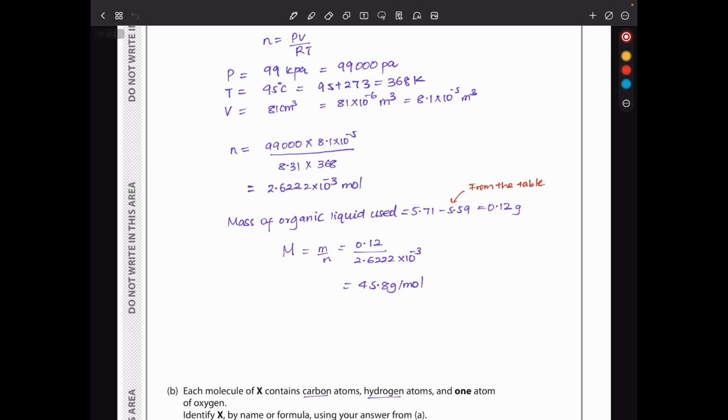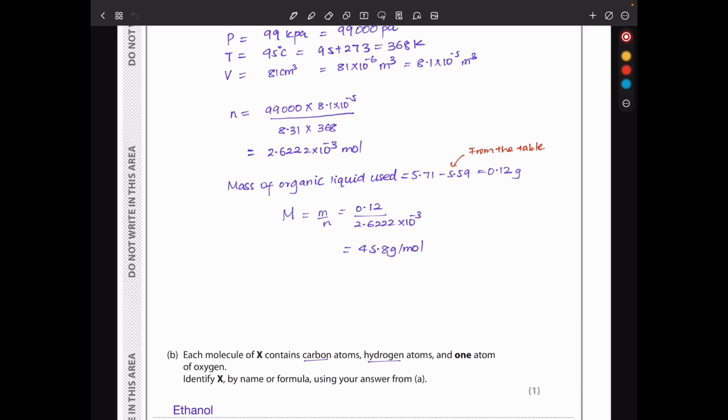From the table, we have the mass of the organic liquid as 0.12 grams. So the molar mass is going to be the mass, which is that, divided by the number of moles, giving us 45.8 grams per mole.